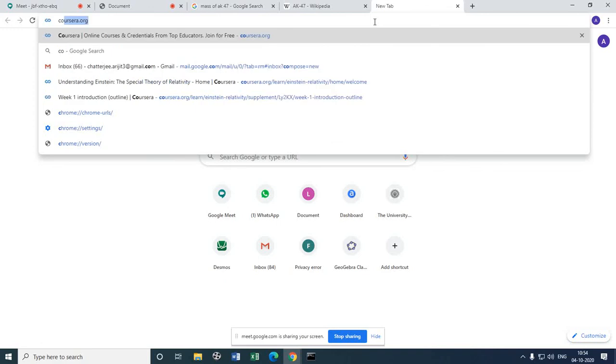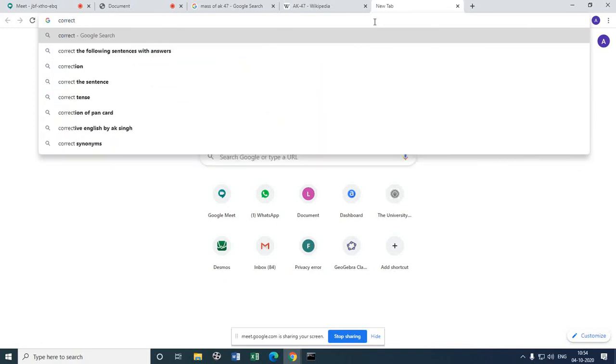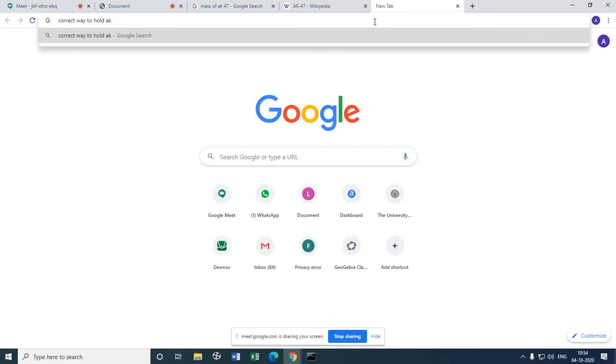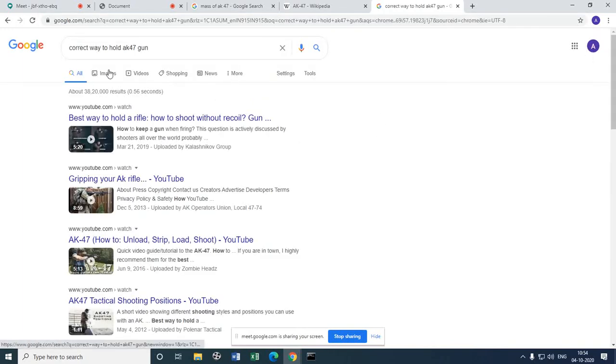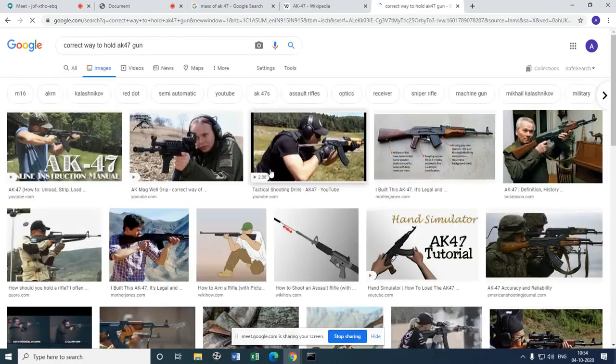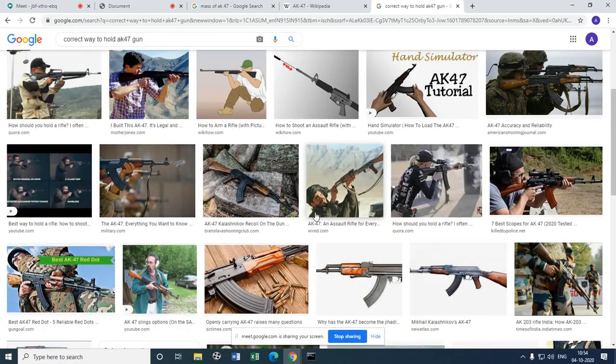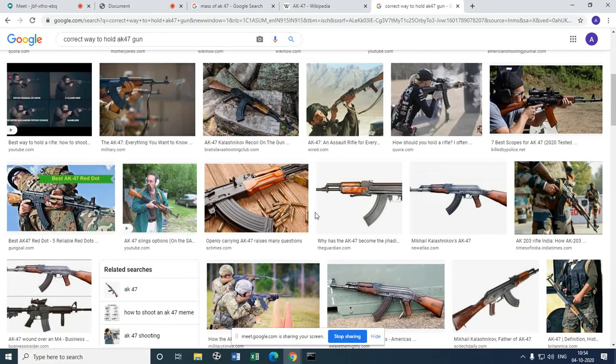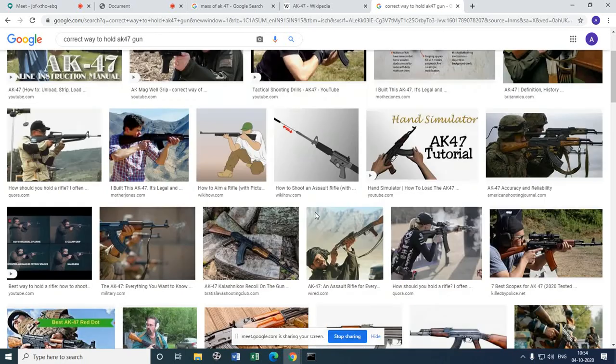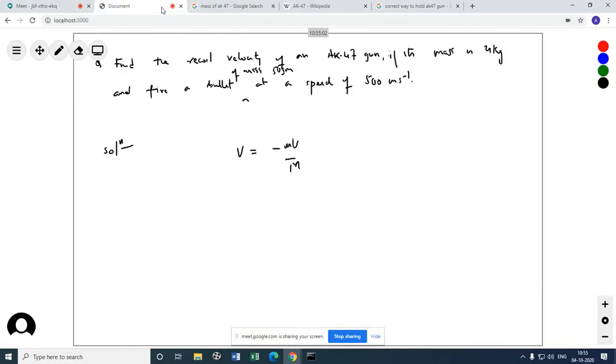Recoil velocity is 6.25 meter per second. Make it in kilometer per hour. So 22.5 kilometers per hour. Yes, this is more of understanding, no?